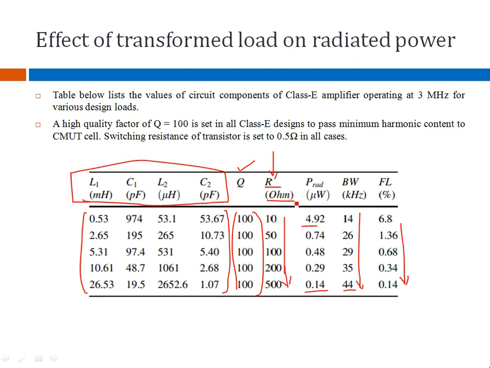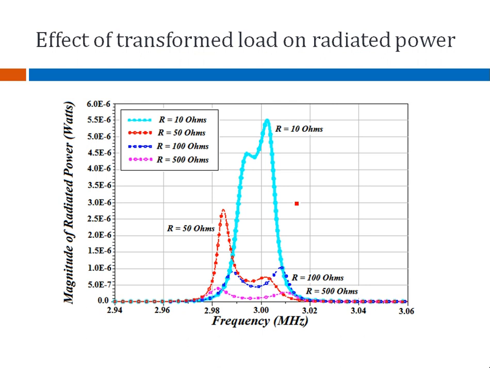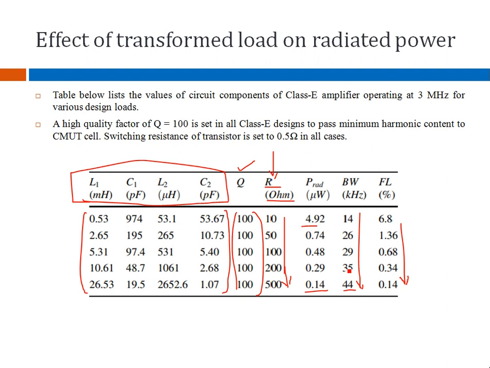The effect of the load on the radiated power can be appreciated by this magnitude response, this is the magnitude of the power of the CMUT versus frequency in megahertz, and you see around the resonance how the bandwidth is. For example, if you have a smaller transform load of 10 ohm, and you compare this with the 500 ohm load, you can see that radiated power is much smaller, but the 3 dB bandwidth increases. For example, over here, this is about 14 kilohertz. This is not 4 times, about 3 times increase in the bandwidth of the radiated power. At the same time, you decrease the noise of the amplifier.